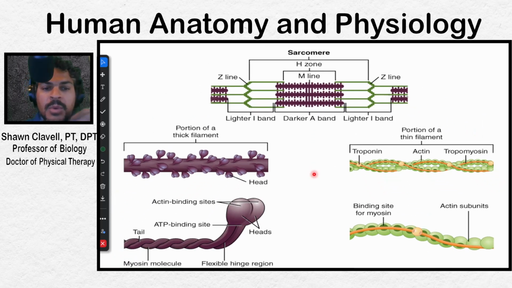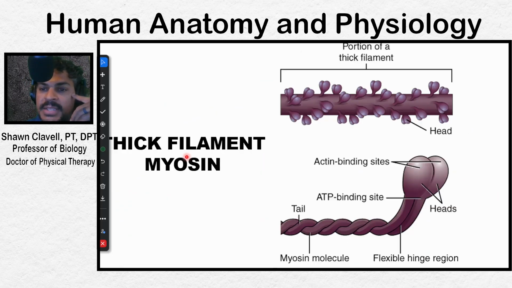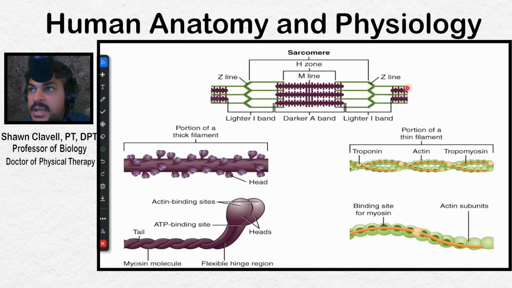But what we'll focus on in this slide is the structure of both myosin and actin. You can see that myosin has a club-like head extending from its base. And so this is the thick filament, myosin. It's got a long club-like head, and what you will see later is that it actually pulls the thin filament to the midline using its club-like head.